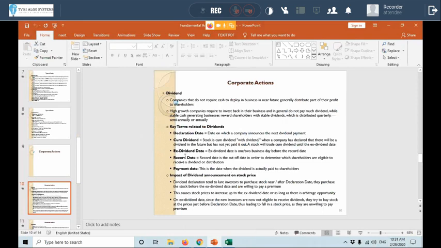Record date is again the same thing. Record date is when they record who the eligible shareholders are.